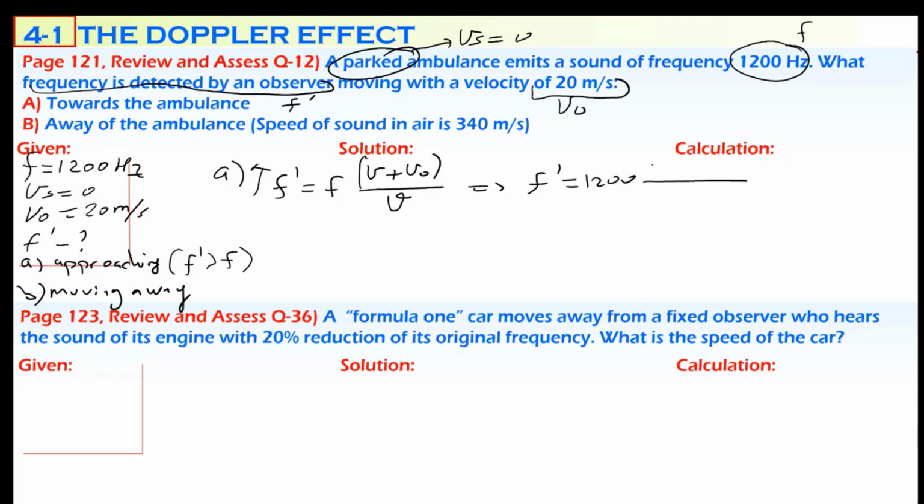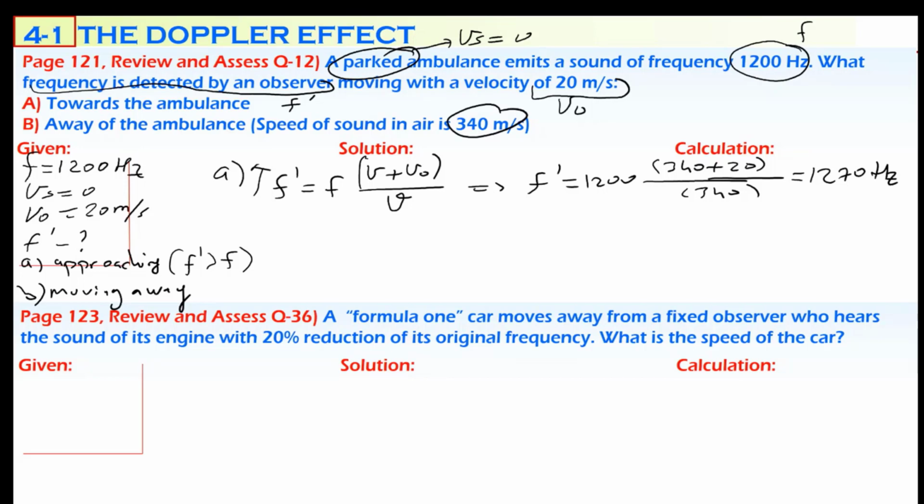1,200. So V is how much, given in the question? 240. Plus, what is the observer's speed? 20. How much is V? Again, 340, which is the speed of sound. When we calculate them all, we will get F prime as 1,270 hertz. It's greater than 1,200. This is what we expect.